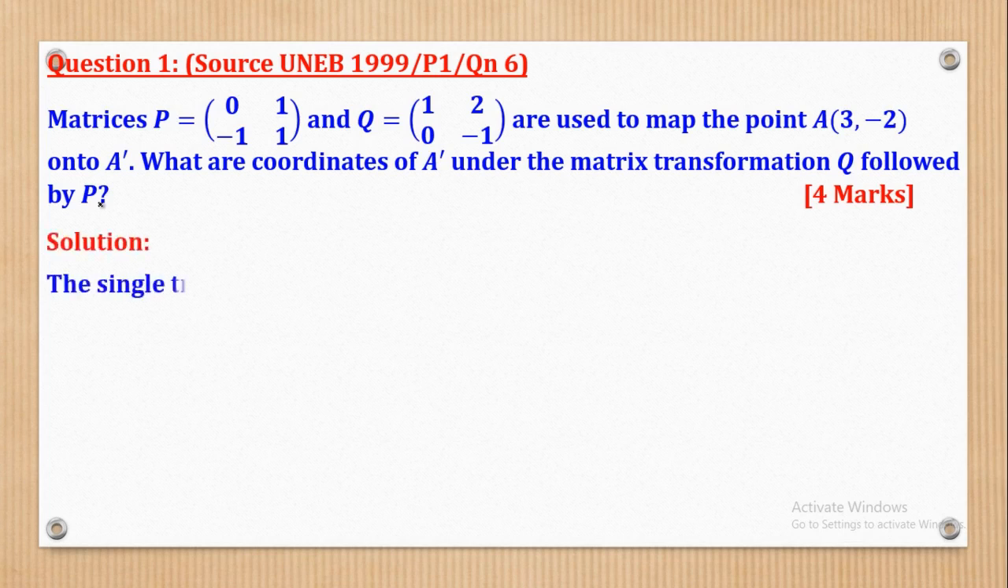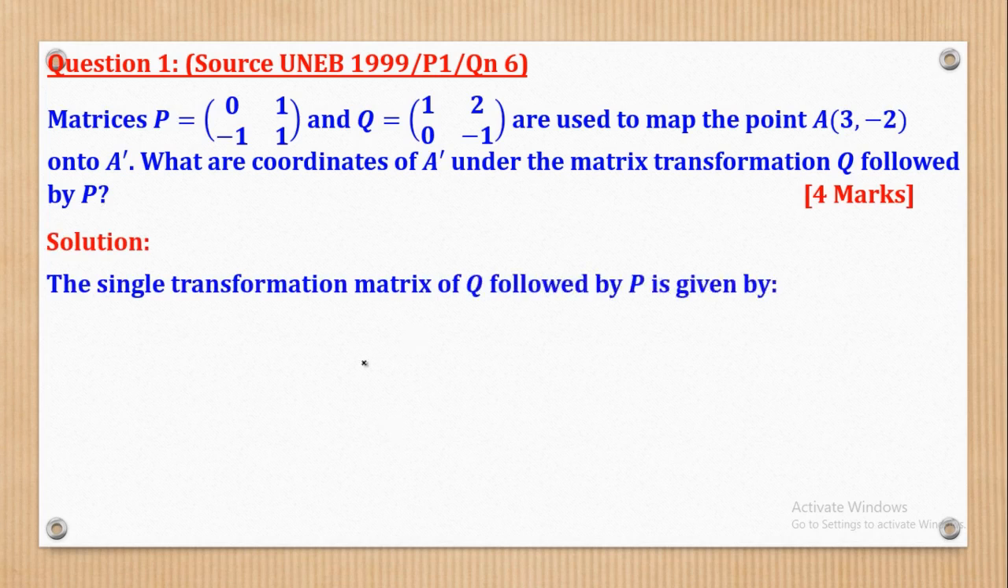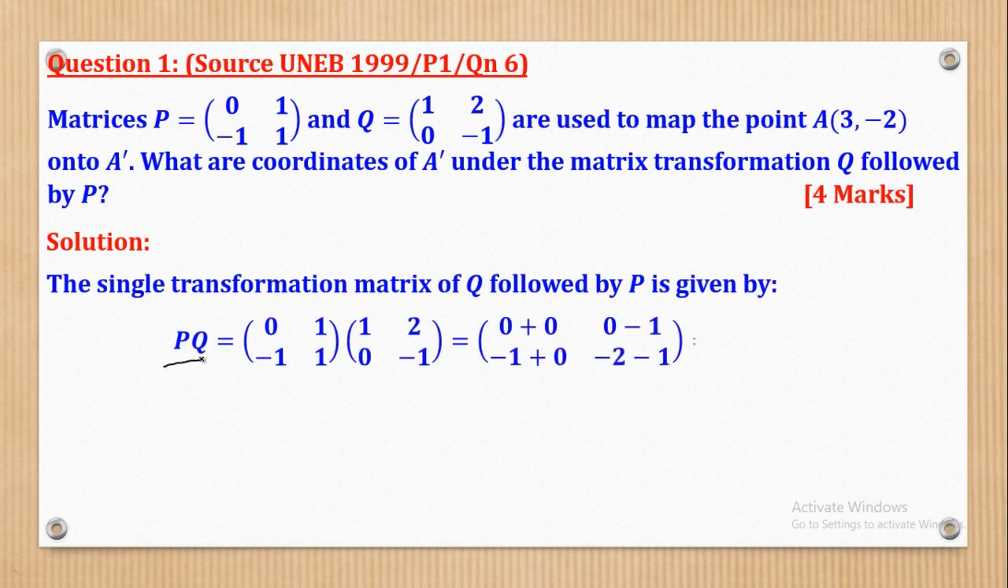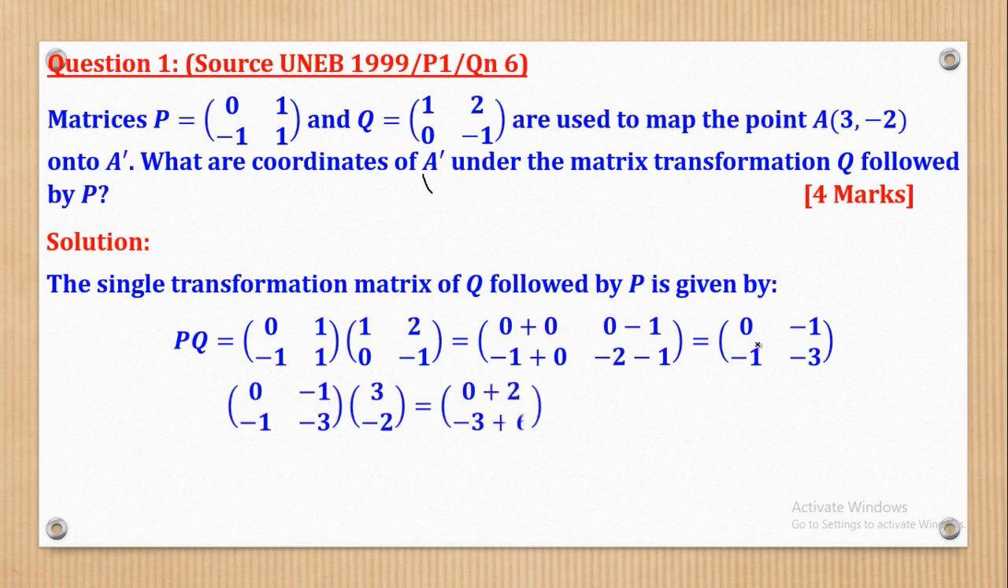Therefore, the single transformation matrix of Q followed by P is given by PQ. So write your P and write your Q, then multiply the two to come up with this matrix. That will be the single matrix. Now, this matrix will map this object onto the final image, which is A prime. Therefore, multiply this matrix with this object to come up with the final image. In coordinate form, it will be 2, 3.